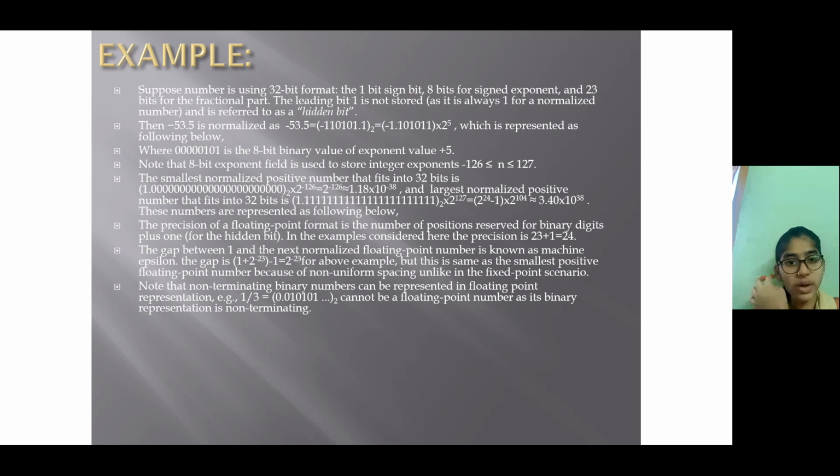The numbers are represented as shown below. The precision of a floating point format is the number of positions reserved for binary digits plus 1 for the hidden bit. In the example, the precision is 23 plus 1, which is equal to 24. The gap between 1 and the next normalized floating point number is known as machine epsilon. The gap is (1 plus 2 to the power minus 23) minus 1, which is equal to 2 to the power minus 23 for the above example, but this is not the same as the smallest positive floating point number because of the non-uniform spacing, unlike in the fixed point scenario.